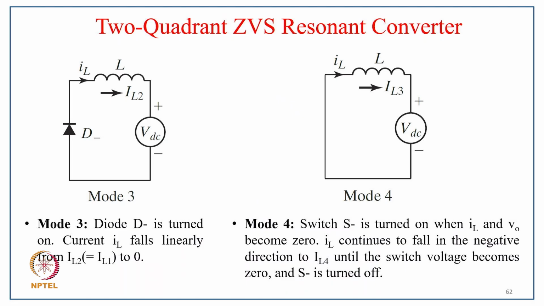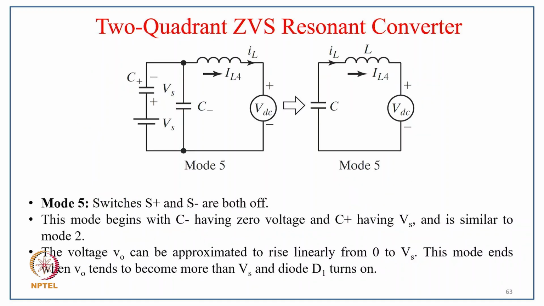So here, typically in mode 3, the diode D1 is turned on and current IL falls nearly from IL to typically IL equal to 0. And in case of mode 2, you can see how the current is changing. Typically in mode 4, S1 is turned on, S minus is turned on, and when IL and V0 become 0, IL continues to fall in the negative direction to IL4 until the switch voltage becomes 0 and S minus is turned off.